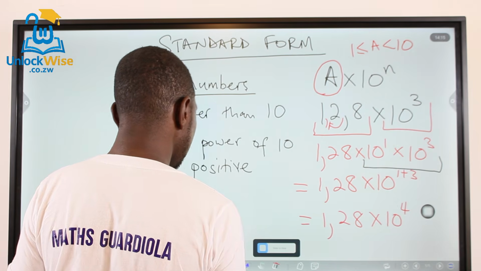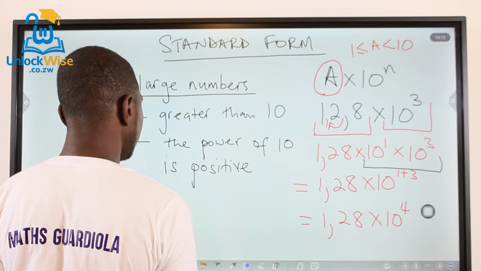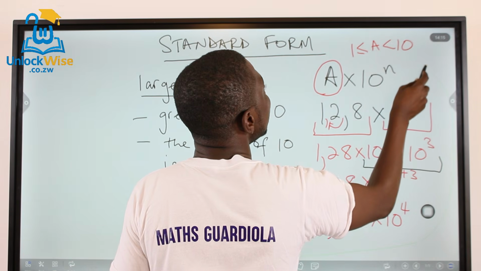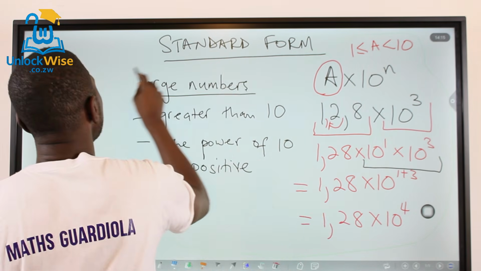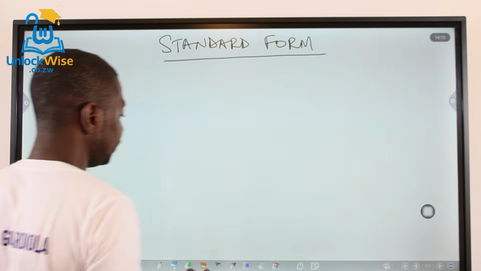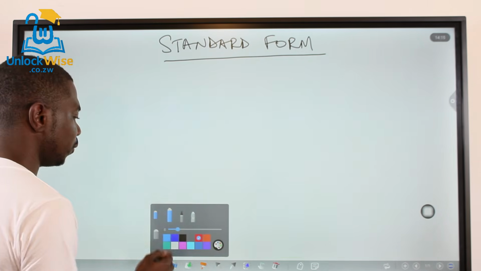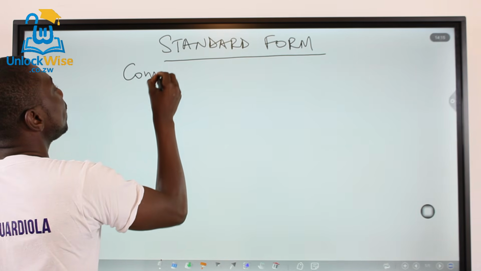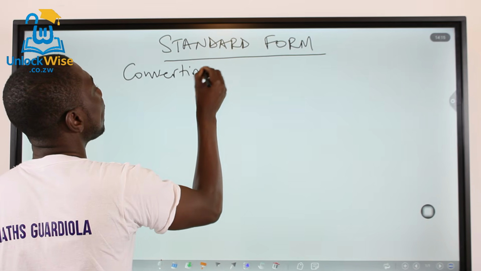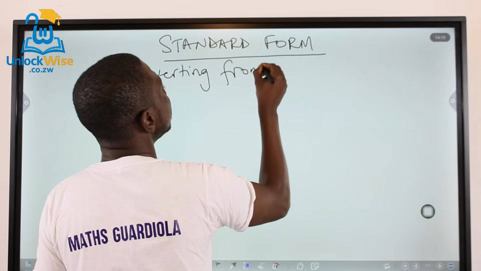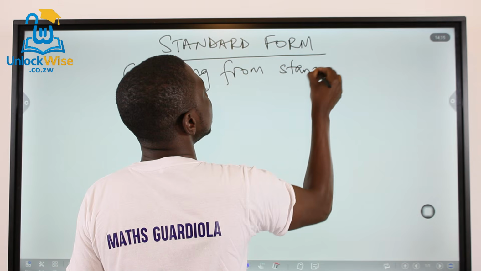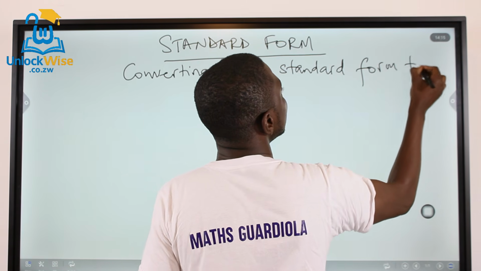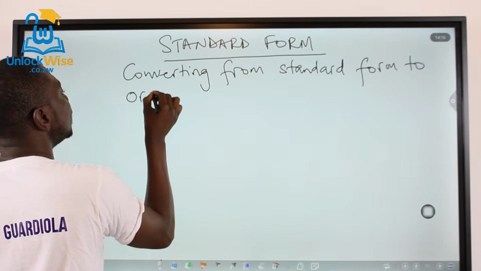So I want us to move from expressing numbers in standard form to changing numbers from standard form to ordinary form, right? So we are going to change numbers from standard form to ordinary form, converting from standard form to ordinary form.